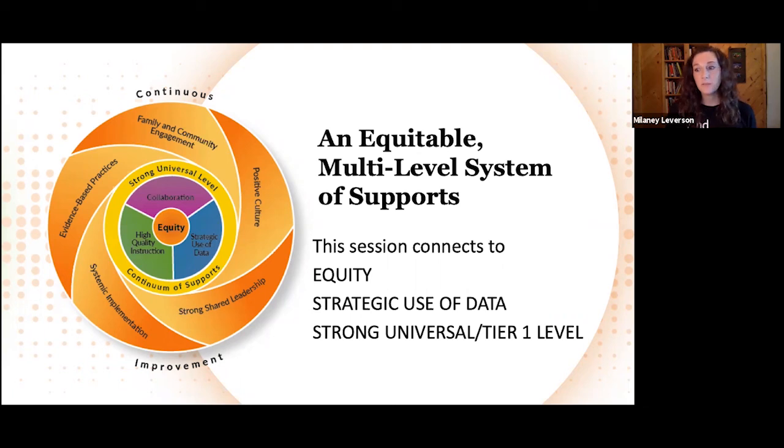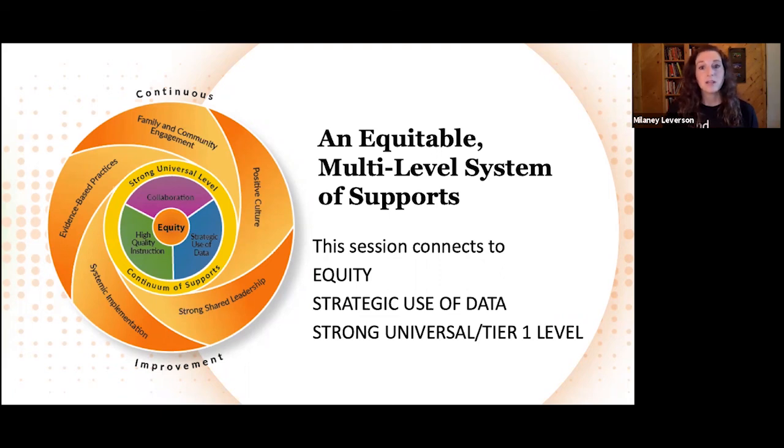Because what we believe to be true at the RTI Center and what we see working is when schools don't just implement PBIS as a standalone silo, but when they implement the PBIS components and framework as part of a bigger picture. So you'll hear us highlight multiple key system features throughout this session, but today we chose to connect specifically to equity, strategic use of data, and strong universal or tier 1 level.